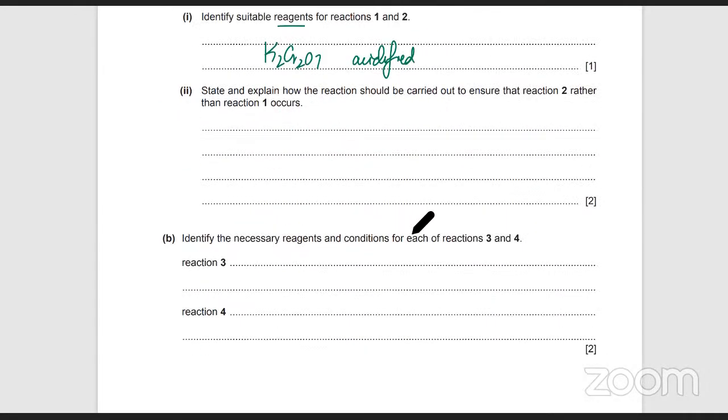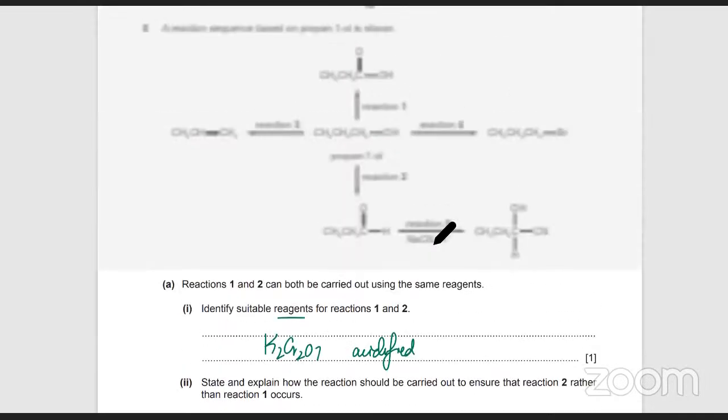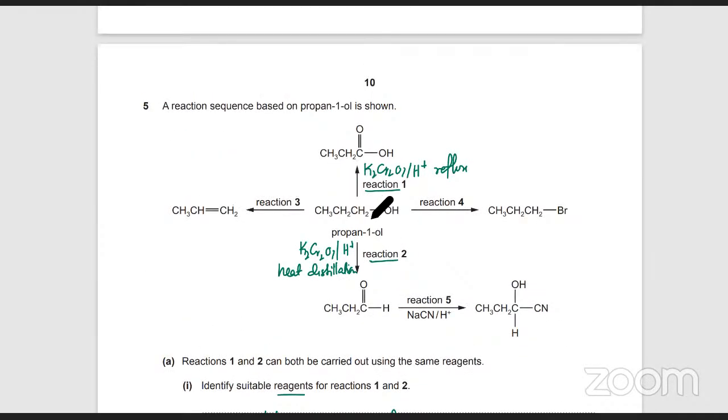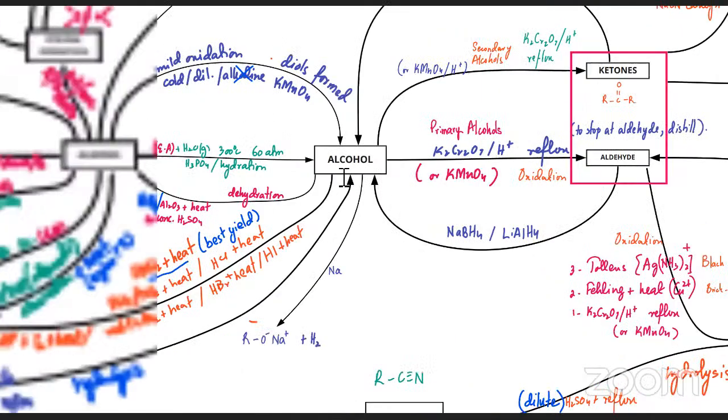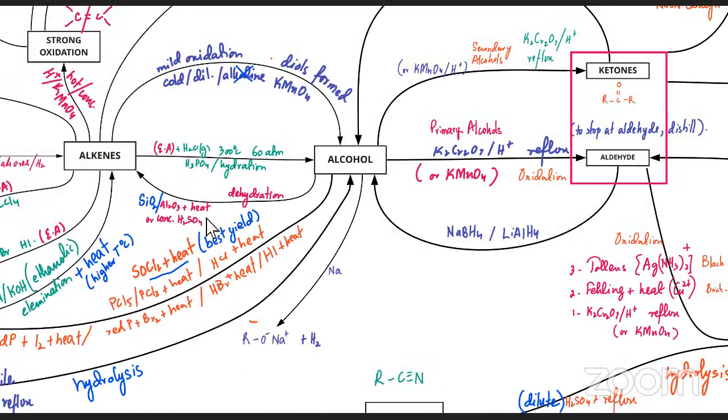Identify the necessary reagents and conditions for each of the reactions 3 and 4. What is happening in 3? Alcohol turning into an alkene. What is that? Dehydration. So it's Al2O3 plus heat. That's an alcohol turning into an alkene, so that's Al2O3 plus heat, or concentrated H2SO4 plus heat.